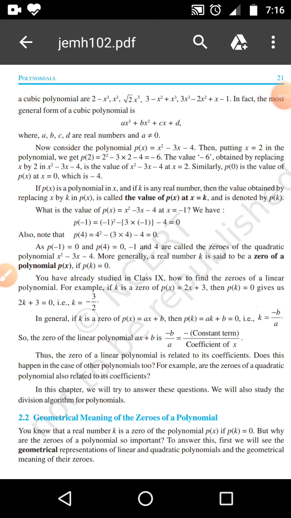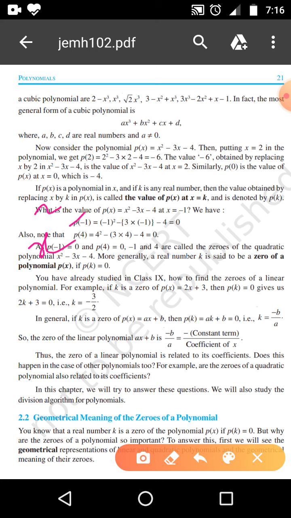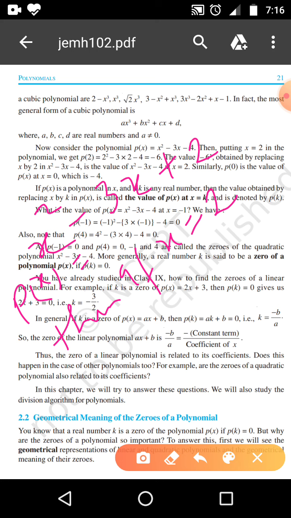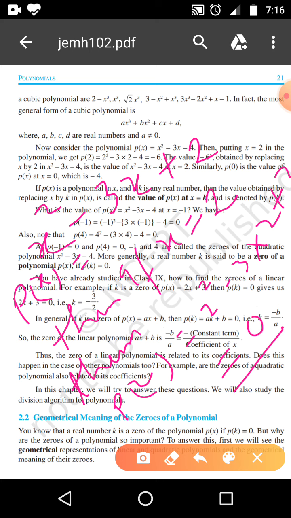Let us see, if x^2 - 3x + 2 is the polynomial p(x), then if we put x = 2, p(2) = 2^2 - 3 x 2 + 2, and it becomes 0. Hence we can say x = 2 is a zero of this polynomial.